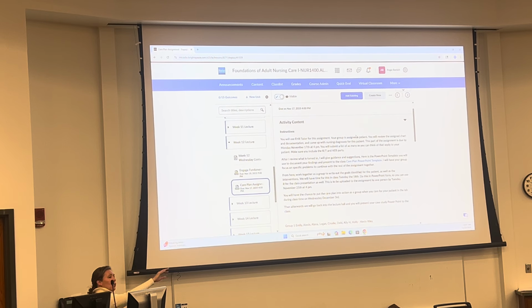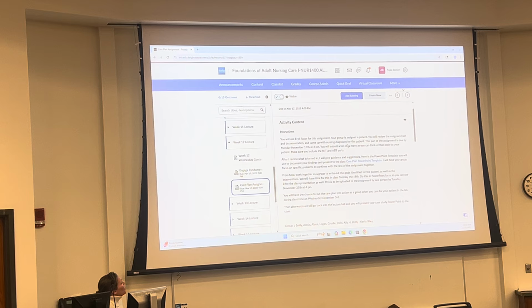And throughout each group, we'll cover all of the main topics that we've gone over from the beginning of the semester to the end. So it also is a helpful review as we get closer to the end of the semester and the final. Okay, so this first part, you're going to do this on your own. So you'll review all that documentation, you'll come up with the nursing diagnoses.